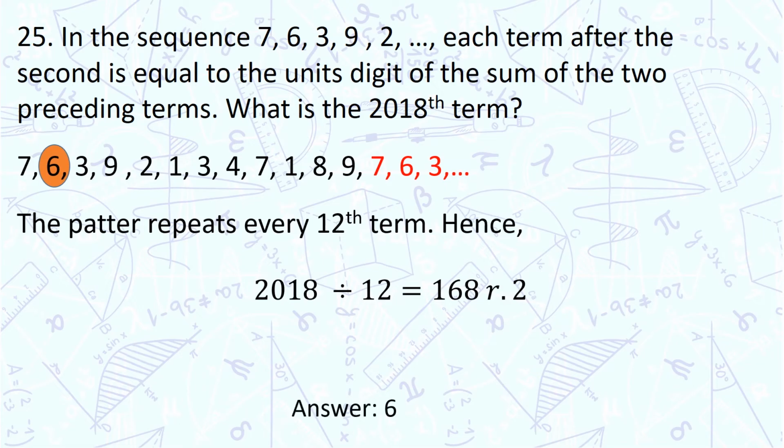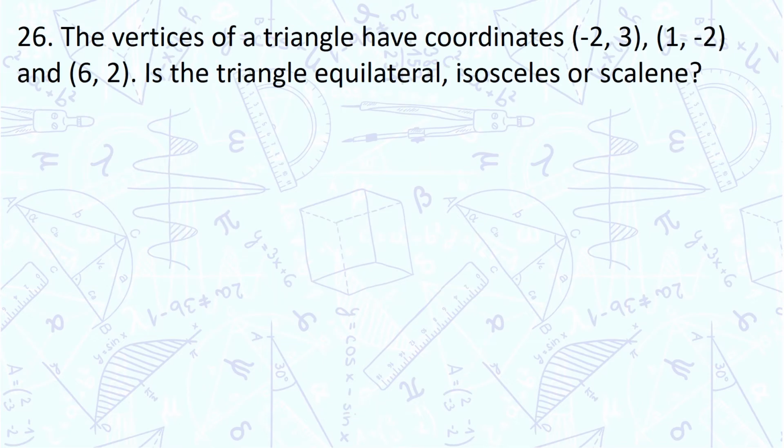Number 26. The vertices of a triangle have coordinates negative 2, 3, 1, negative 2, and 6, 2. Is the triangle equilateral, isosceles, or scalene? To answer the question, we need to get the distances between the vertices so that we'll have the lengths of the sides of the triangle. Then we can decide whether it is equilateral, isosceles, or scalene.